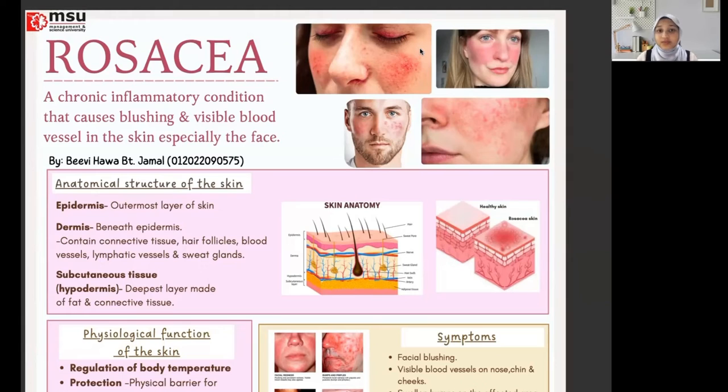So first of all, what is rosacea? Rosacea is a chronic inflammatory condition that causes blushing and visible blood vessels in the skin, especially on your face. Usually rosacea will affect the cheeks, the chin, and also the nose, and some people will develop rosacea on their eyelids as well.